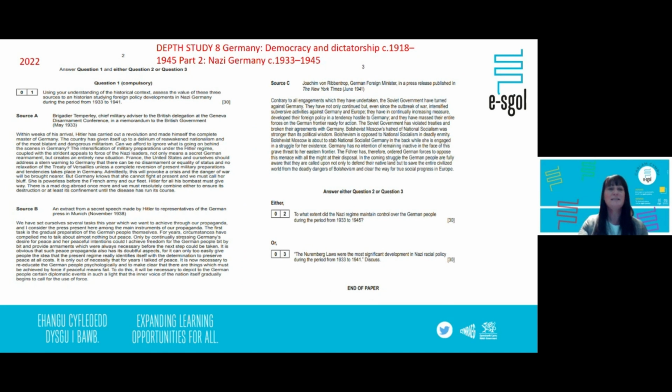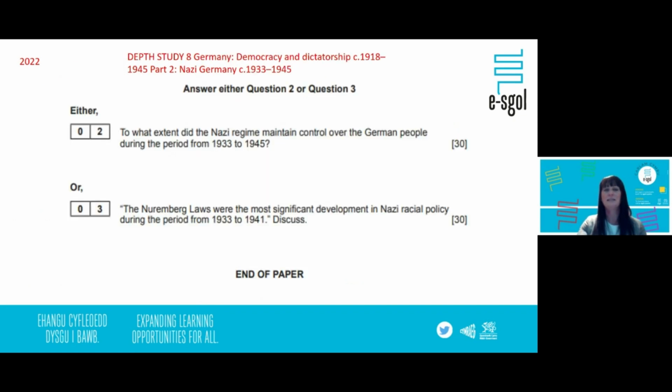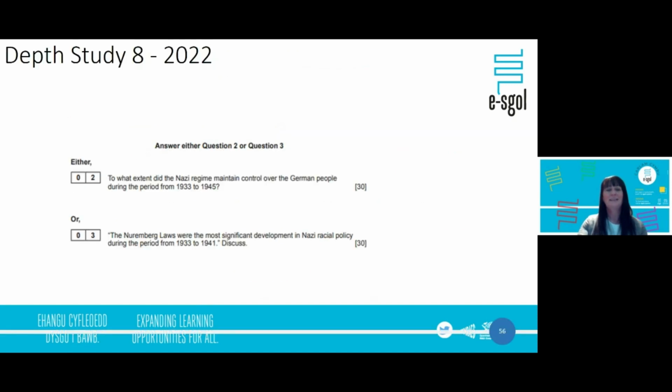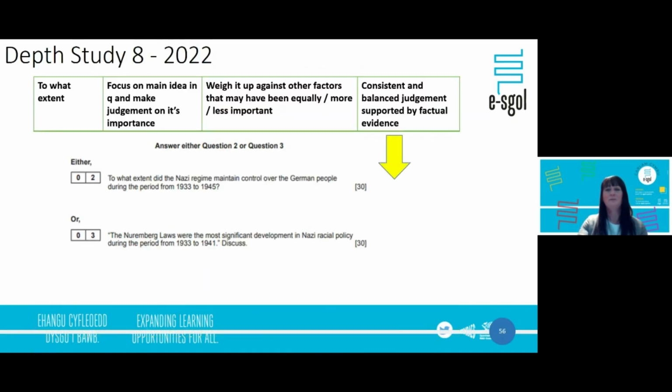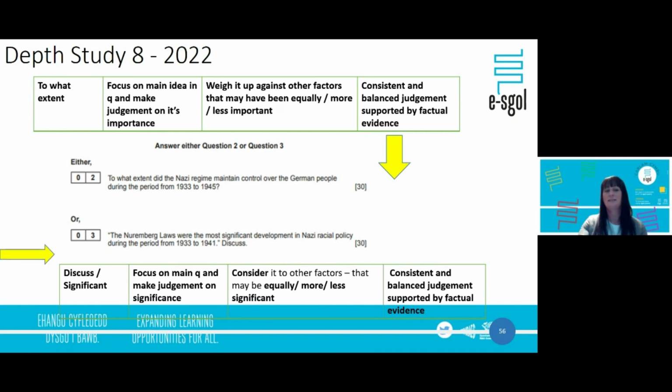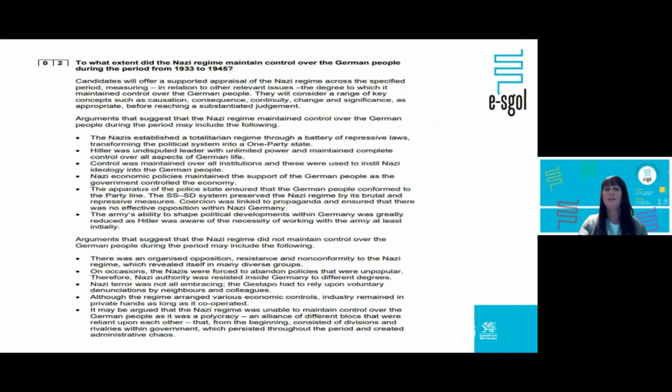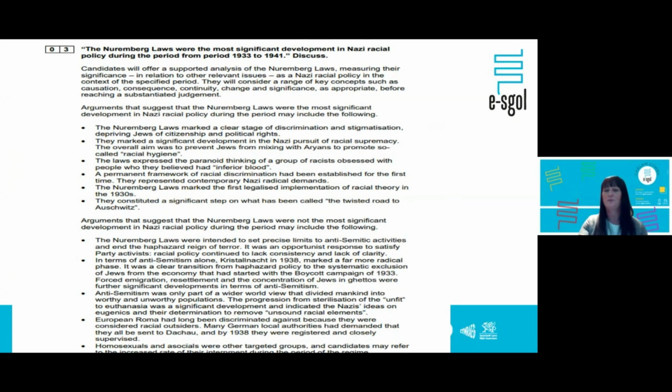So what we have here is the 2022 exams. This is what was set last summer for the students in year 13 last year. So we've got the 2 questions there. Okay, to what extent did the Nazi regime maintain control over the German people during the period 33 to 45? And we've got the Nuremberg laws were the most significant development in Nazi racial policy. Discuss. Okay, so again, we've got the to what extent, and here we've got the discussed significance. So again, I put the mark scheme in. You can pause this and have a good look at it in your own time.